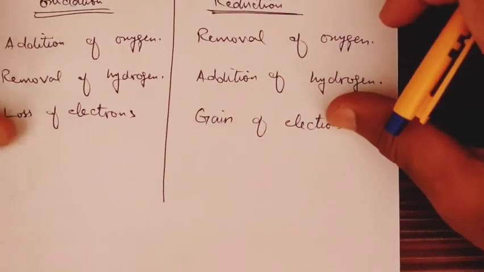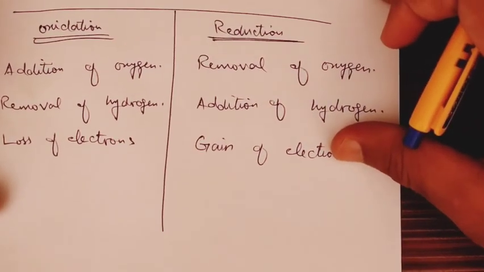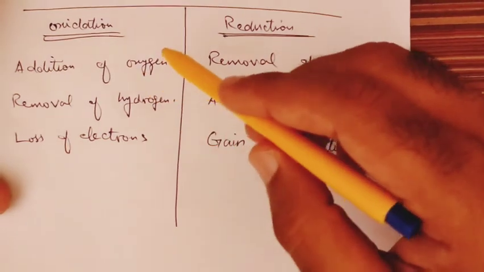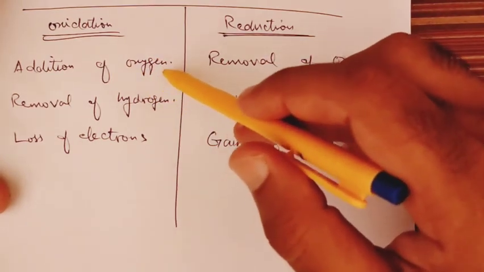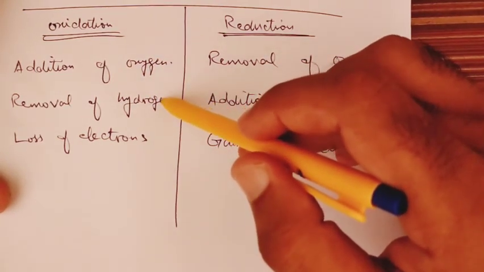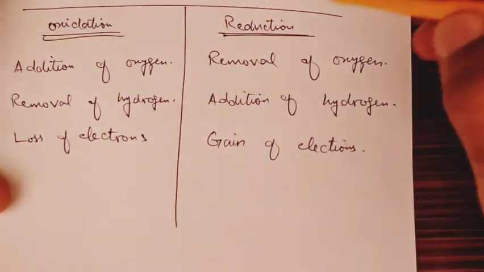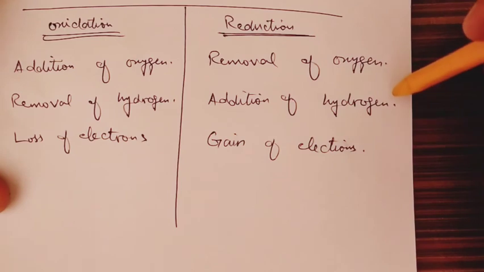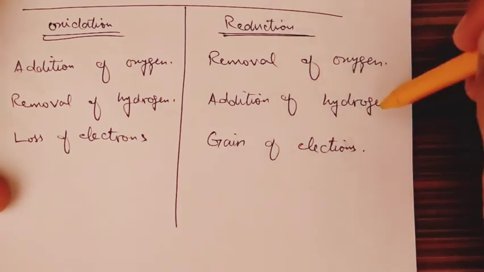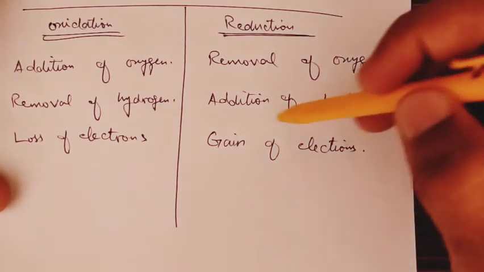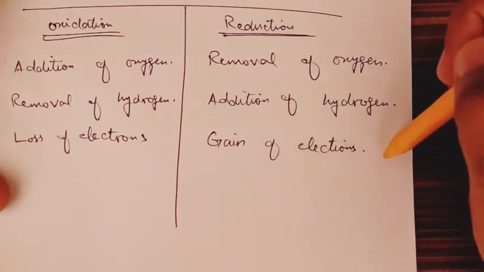Overall summary of oxidation and reduction is given as follows. Addition of oxygen is known as oxidation, removal of hydrogen is known as oxidation, and the loss of electrons is known as oxidation. Here is the reduction. The removal of oxygen is known as reduction, the addition of hydrogen is known as reduction, and the gain of electrons is known as reduction.